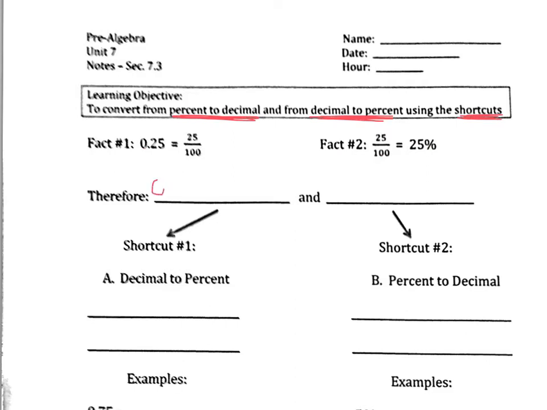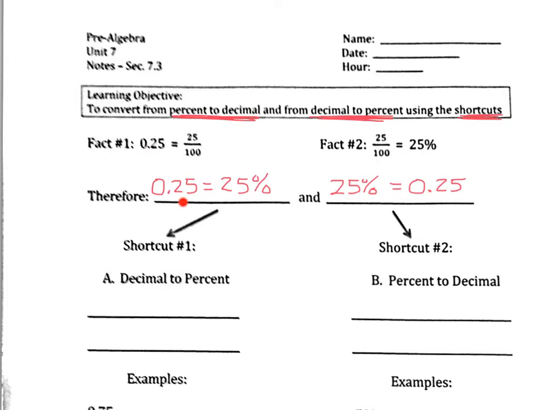So 0.25 has to equal 25%. And vice versa, we can switch it around. 25% has to equal 0.25. Alright, now if we look at these two facts, we can come to a conclusion and come up with a shortcut.